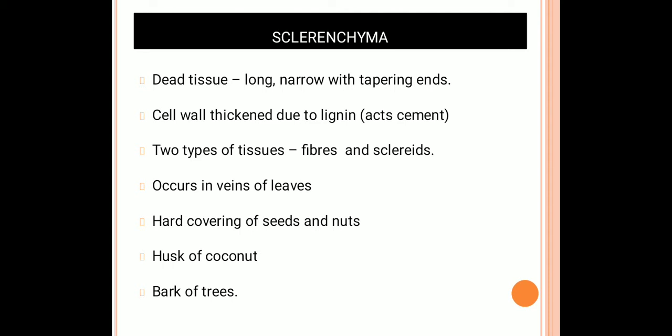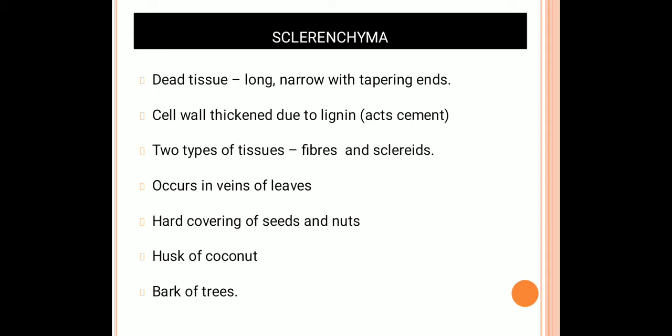Sclerenchyma tissue is of two types: fibres and sclereids. Where can we see sclerenchyma? This tissue occurs in the veins of the leaves and in hard-covering seeds and nuts. Seeds and nuts are covered by a thickened seed coat made up of sclerenchyma. They form the major part of walnut shells and other nuts. The husk of coconut is also made up of sclerenchymatous cells. They form an important part of the bark of trees. These are the distributions.